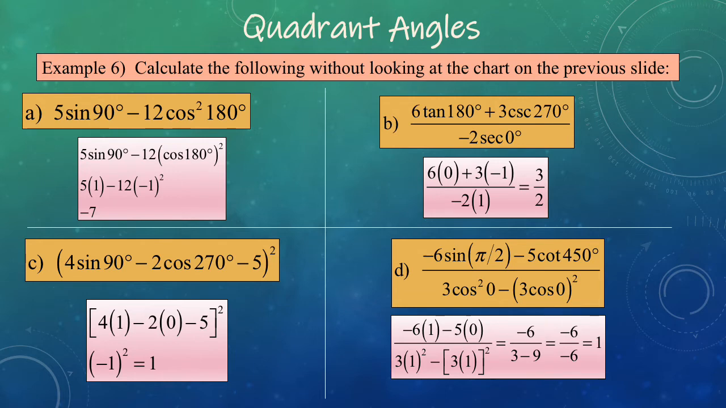So we have negative 6 sine of 90 degrees, which is negative 6 times 1, minus 5 cotangent of 450 degrees. The angle coterminal to 450 degrees is 90 degrees, and the cotangent of 90 degrees is 0. The cosine of 0 is 1, so we have 3 times 1 squared minus the quantity 3 times 1 quantity squared. This becomes negative 6 upstairs over 3 minus 9, negative 6 over negative 6, and the answer to this problem, D, is 1.